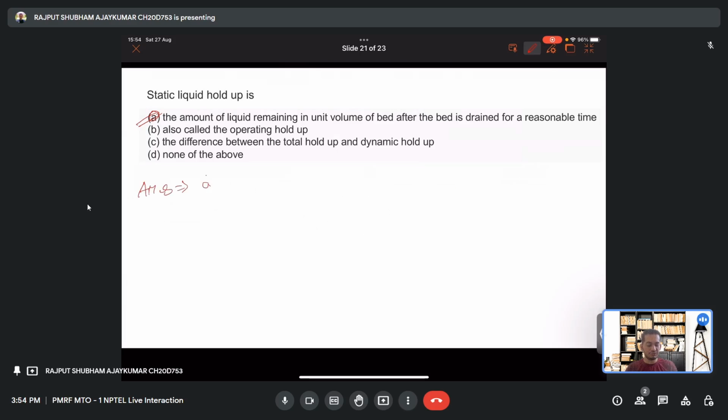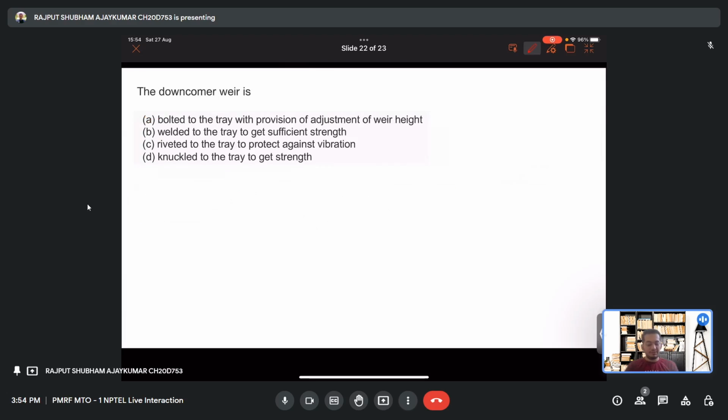This I have already shown through the previous terms like flooding, weeping, dumping, etc. This is similar to the same concept we are applying here. I have already explained the downcomer and weir. The question says the downcomer weir is bolted to a tray with provision for adjustment of weir height, welded to the tray to get sufficient strength, riveted to the tray to protect against vibration, and knuckled to the tray to get strength. I can clearly say it is not there to protect against vibration or to be knuckled to the tray for strength. The weir is provided to allow the liquid to flow from one end to the other end, and it adjusts the height of the liquid.